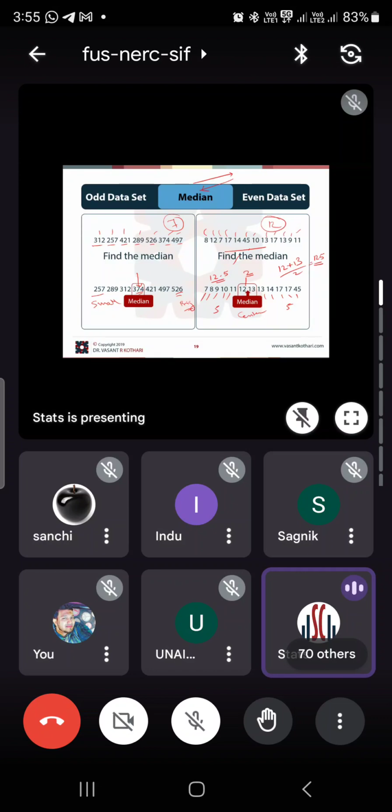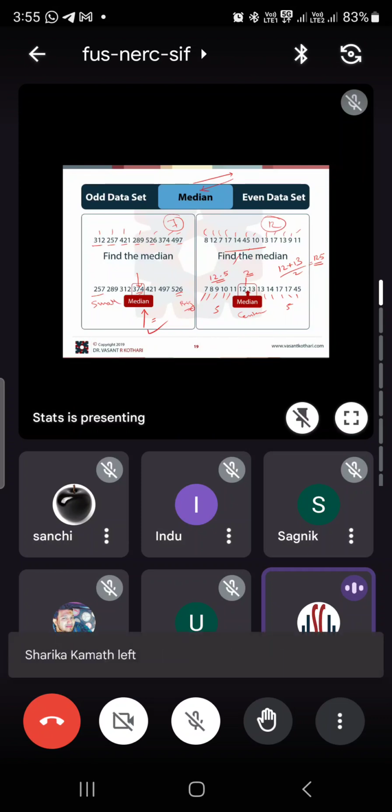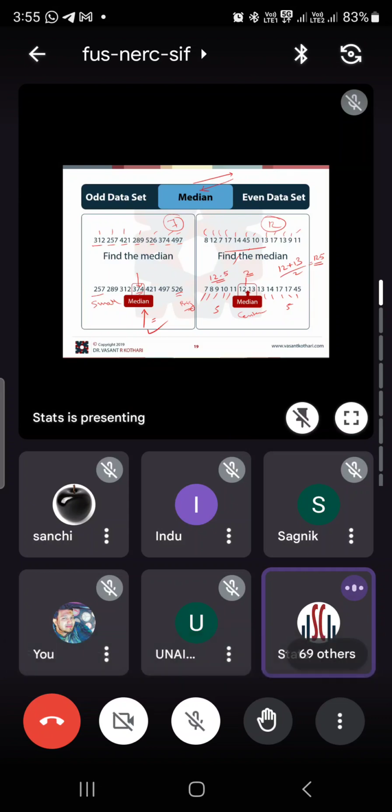Why? Because we have two numbers in the center. In the other case, we have only one number in the center, so it becomes very easy. Only one number. But when you have two numbers in the center, which is possible in an even data set, then we need to take the average of those two numbers, and that average will become your median.